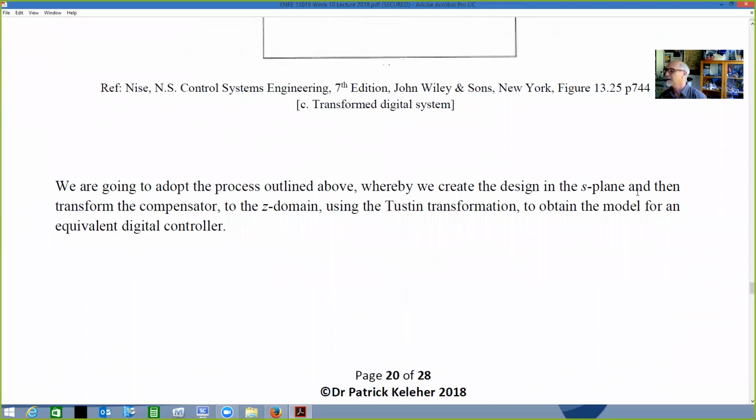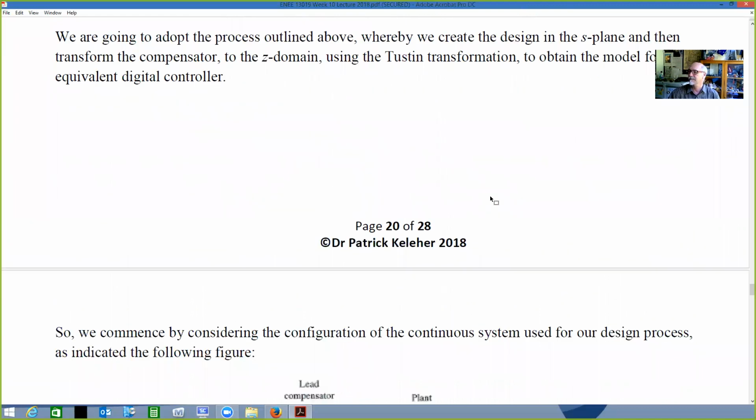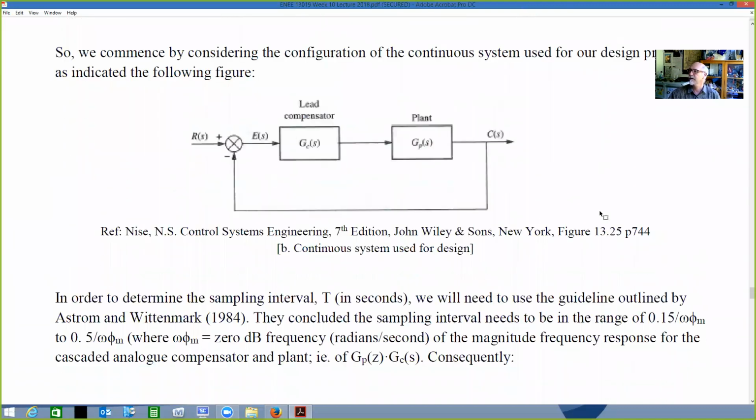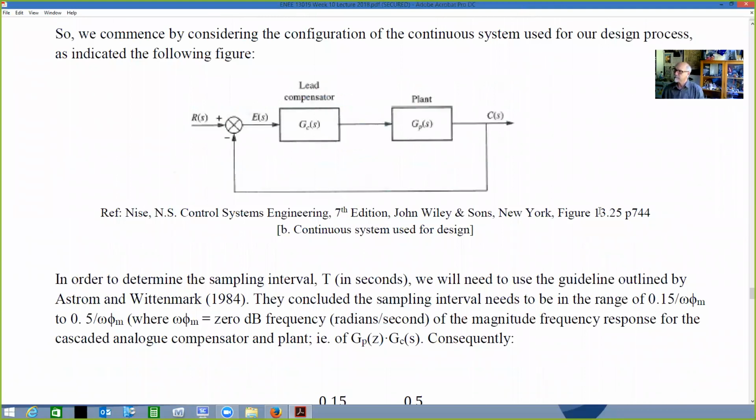Now we're going to adopt the process outlined above, whereby we create the design in the S-plane and then transfer the compensator to the Z domain using the Tustin transformation to obtain the model for an equivalent digital controller. We commence by considering the configuration of our continuous system used for our design process, and there we have our lead compensator and our plant.